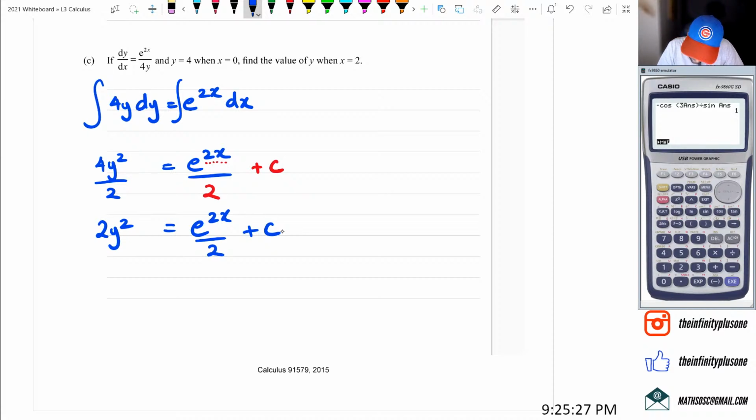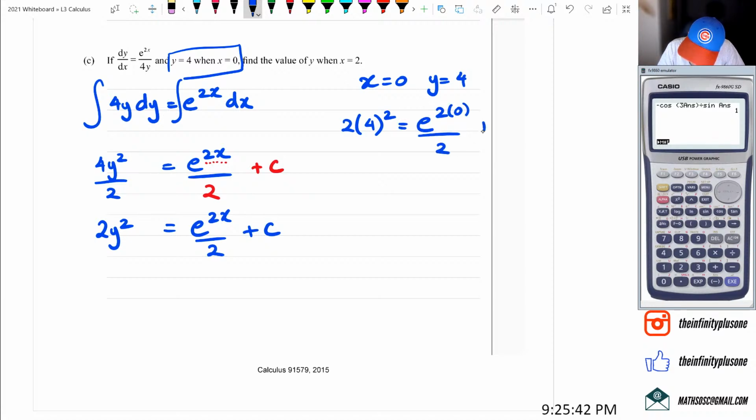Now we just need to substitute this part right here. It says when x is equal to 0, y is equal to 4. So we're going to get 4 squared equals e to the power of 2 times 0 over 2 plus c. Just going to solve this quickly. So 4 squared, that's 32. E to the power of 0 is just 1.